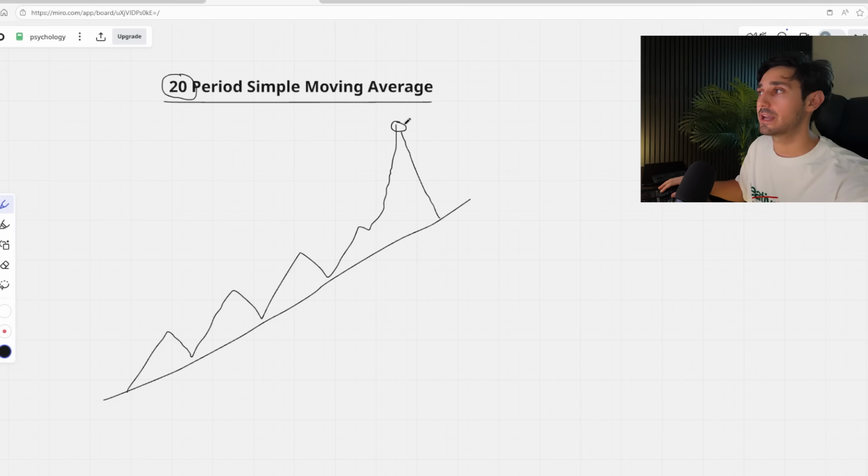This also gives me information where I know I'm not going to go long up here because we're so far away from the 20 period moving average. It is way too extended.